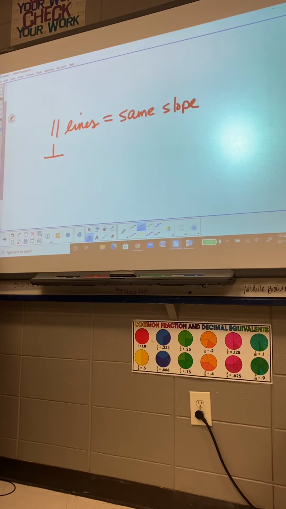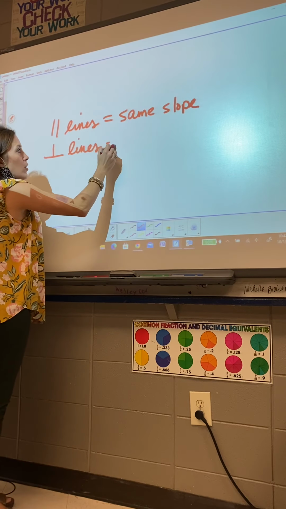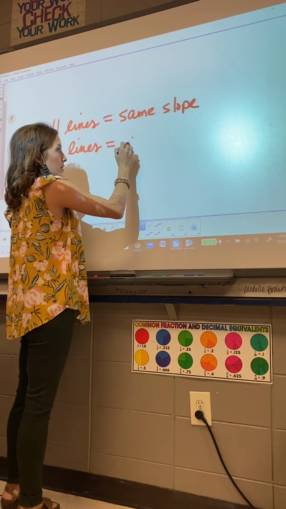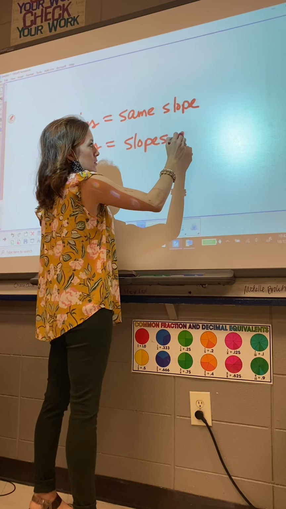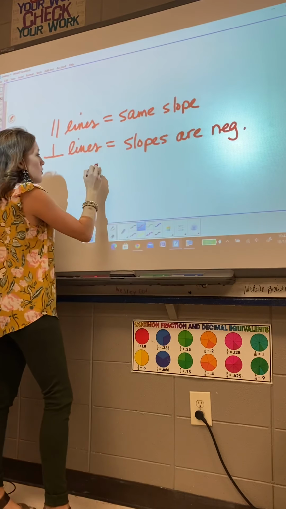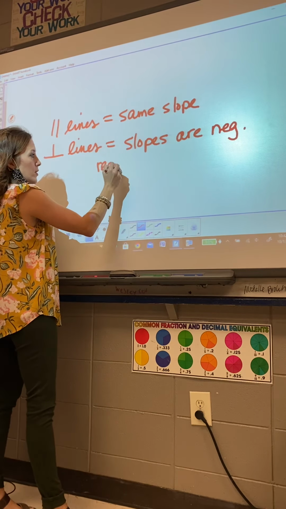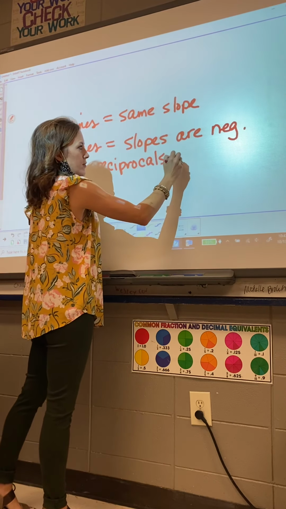Okay. You don't have to write that down, but just remember perpendicular lines not only intersect at a 90-degree angle. But the thing I want you to know about them is their slope, okay? Perpendicular lines, their slopes are negative reciprocals of each other. Write that down, and then I'll explain what that means. Their slopes are negative, I'm just going to put neg, reciprocals, big word, of each other.